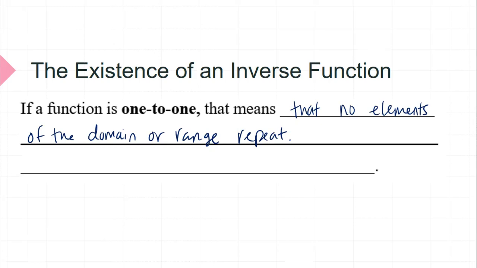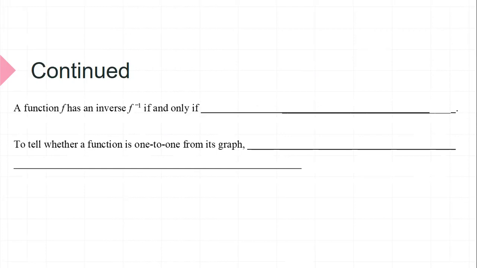Thank you. If a function is 1-to-1, that means that no elements of the domain or range repeat. Okay. A function f has an inverse if and only if f is 1-to-1. I want to clarify, a function f has an inverse, that's a function. Okay. If it's a function.